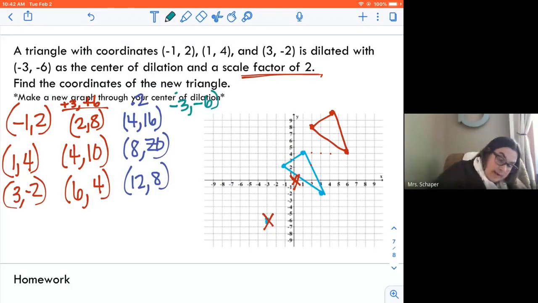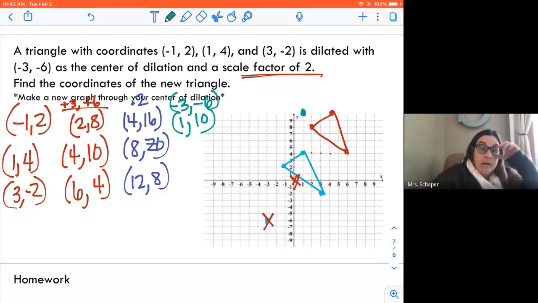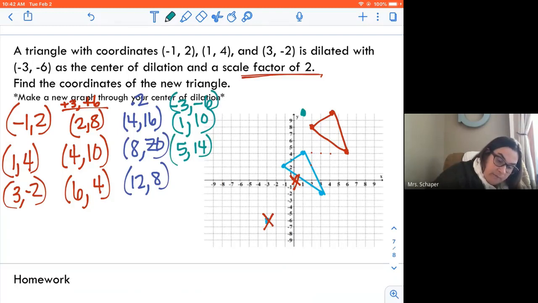So 4 minus 3 is 1. 16 minus 6 is 10. So over 1 up 10 is my new point. 8 minus 3 is 5. 20 minus 6 is 14. I'm going to go over 5 and I'm going to go up 14. And then I'm going to subtract 3 is 9. Subtract 6 is 2. Over 9 up 2.